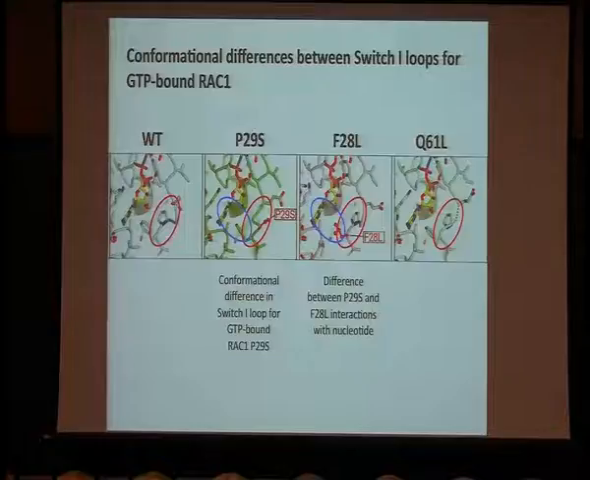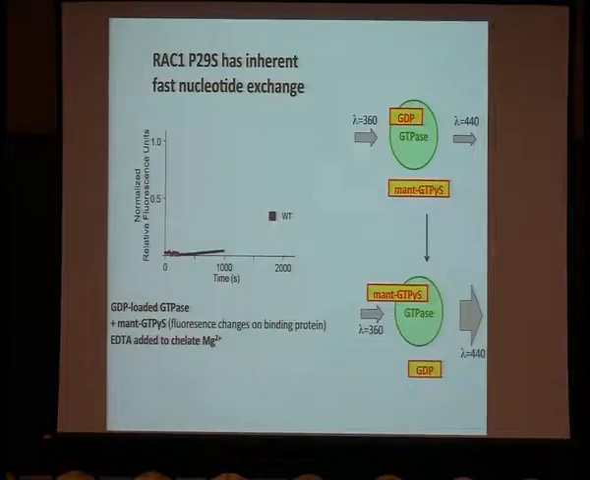The second point from the crystal structures is that the interactions between the switch 1 loop and the GTP are actually different between P29S and F28L. So we wanted to look at the effects of this mutation on nucleotide exchange.